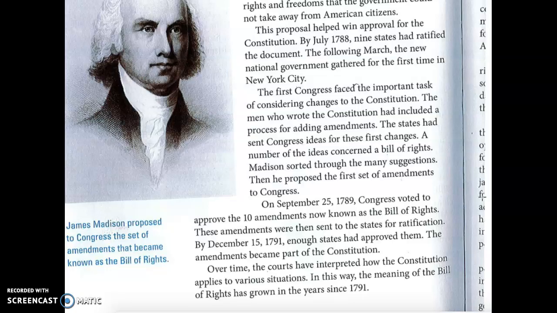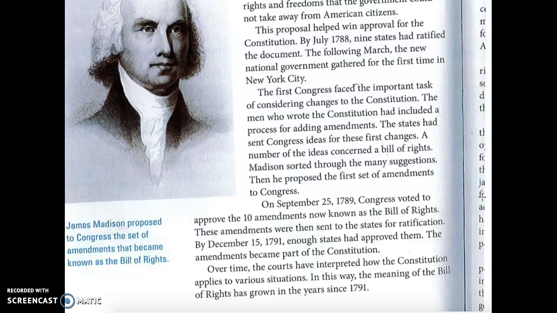Madison sorted through the many suggestions, then he proposed the first set of amendments to Congress. On September 27, 1789, Congress voted to approve the 10 amendments now known as the Bill of Rights. These amendments were then sent to the states for ratification. By December 15, 1791, enough states had approved them. The amendments became part of the Constitution.